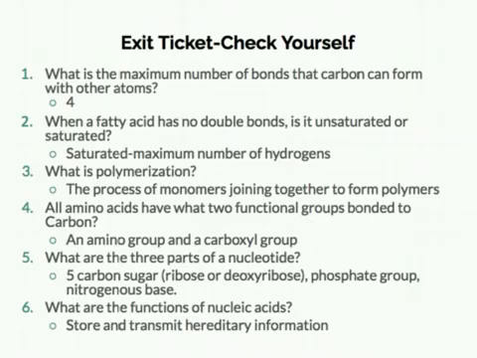When a fatty acid has no double bonds, it is saturated, meaning that it has the maximum number of hydrogens. Polymerization was just the process of monomers joining together to form polymers. All amino acids have the amino group and carboxyl group. And then that other part of the amino acid, that R group, is the part that varies. For number 5, the 3 parts of a nucleotide are a 5-carbon sugar, either ribose or deoxyribose, depending on the nucleic acid that you're looking at, a phosphate group, and a nitrogenous base.